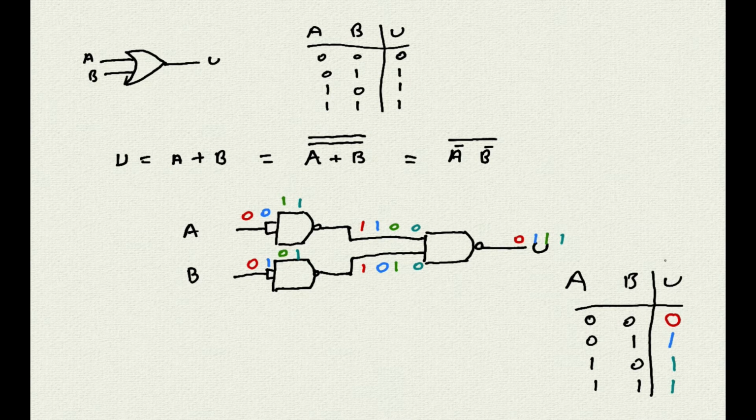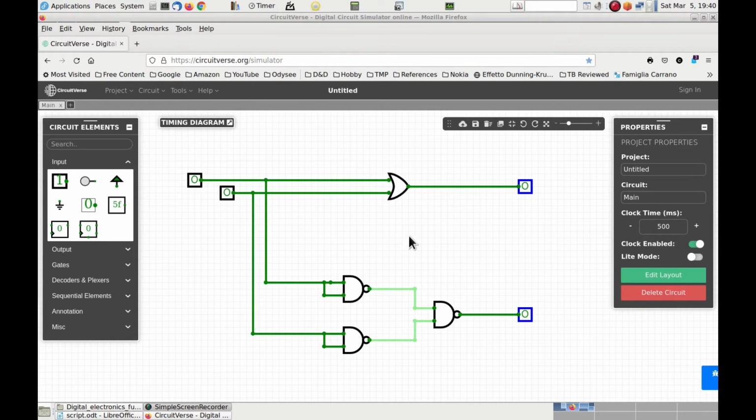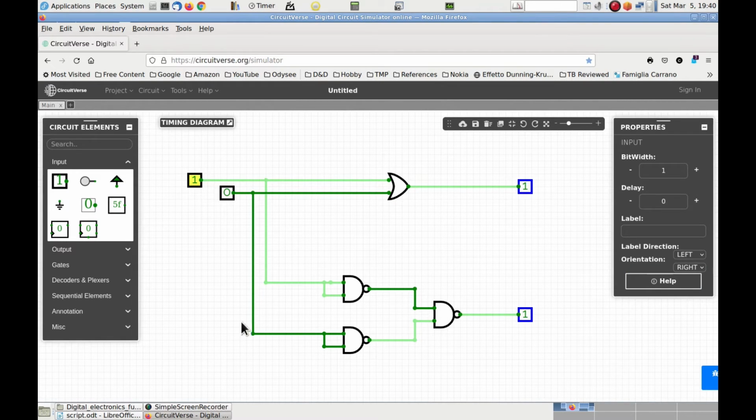Now, comparing the two truth tables, we see that they are identical, and so the new circuit represents an OR gate, and it is made all of NAND gates. And here is how we can use the simulator to double check that the circuit behaves exactly like an OR gate. Note how I change the values of the inputs and how the outputs change accordingly and are consistent with each other.